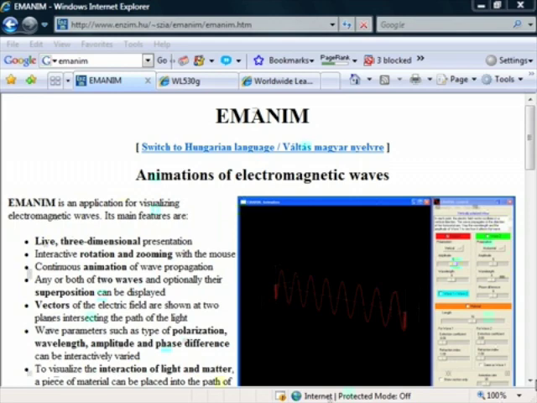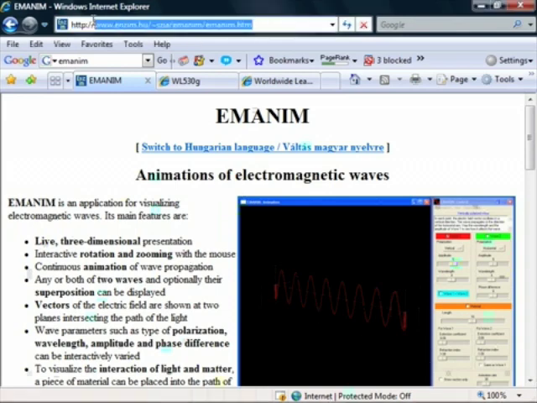mouse, and also continuous animation of wave propagation, which really gives us the ability to manipulate two waves and optionally their superpositions. So we can actually look at the differentiating signal strengths by modifying the amplitude, looking at the polarization, the wavelength, and even the phase difference. So feel free to download this tool.